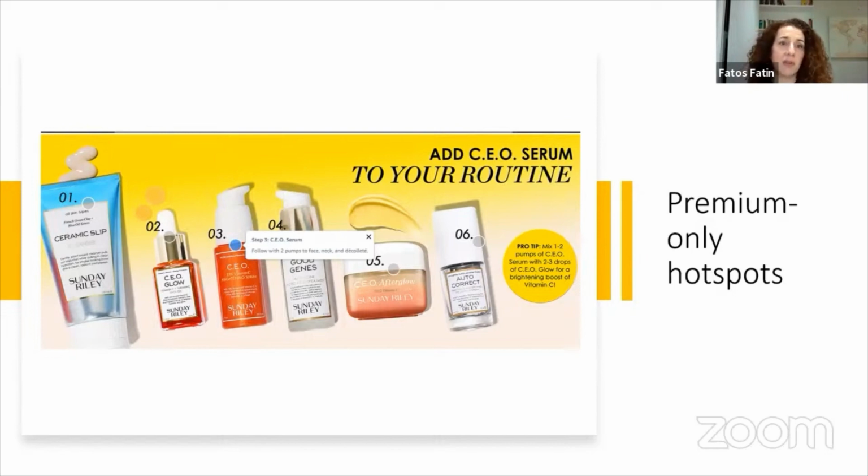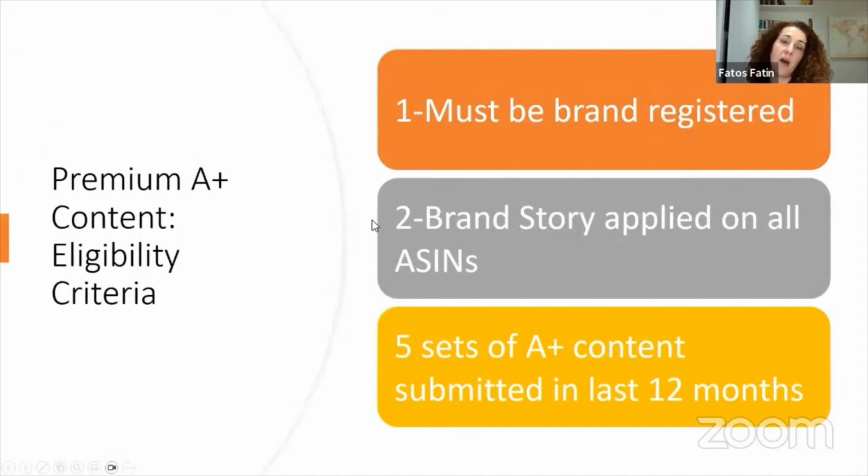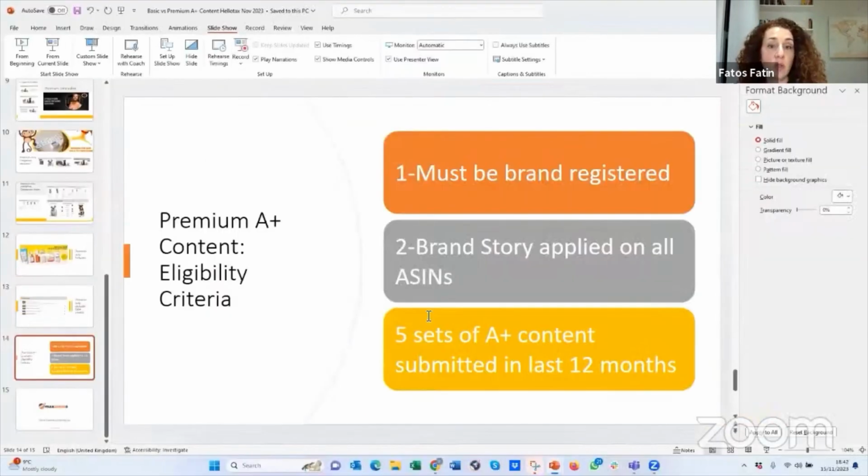So lots and lots of good stuff here. And these are only available in premium. None of these are available in basic A+ content. And Q&A, again, this is what I was talking about. It's clickable. You know, you can click on the arrow and it shows you a question. They're a great way of informing your customers. So what I will do is now show you some live listings, and then we can go back to the slides.